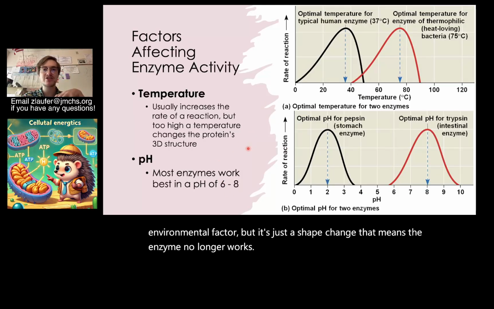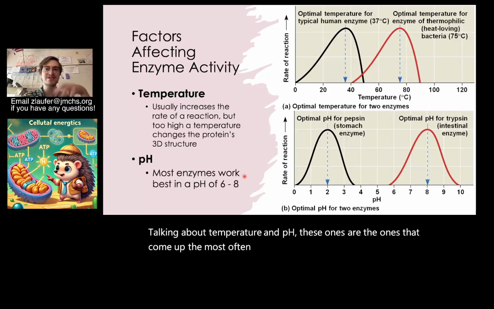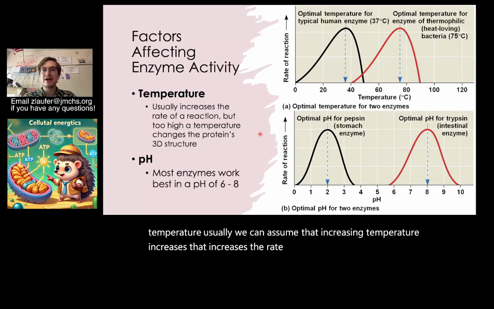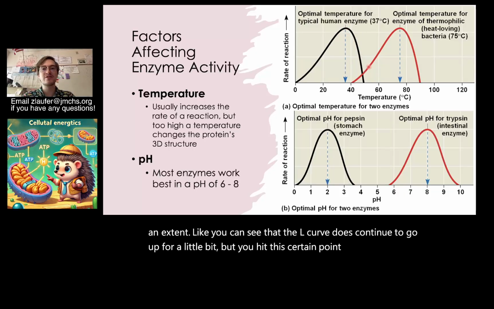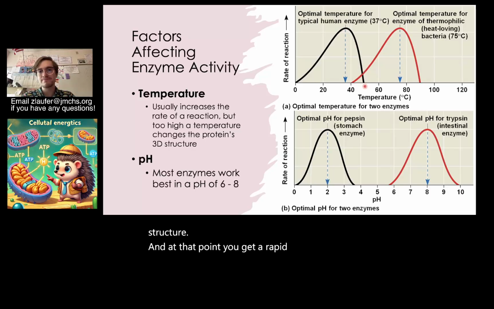Talking about temperature and pH, these are the ones that come up the most often, and our body uses them the most often. So with temperature, usually we can assume that increasing temperature increases the rate of a reaction. And this is true to an extent. You can see that the bell curve does continue to go up for a little bit. But you hit a certain point where the increased temperature actually changes the protein's 3D structure, and at that point you get a rapid drop-off in function.